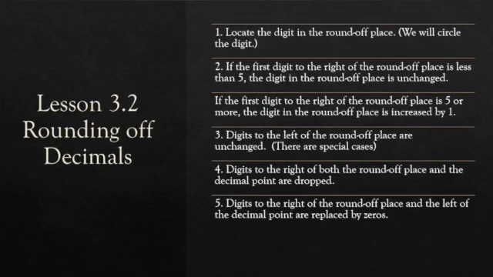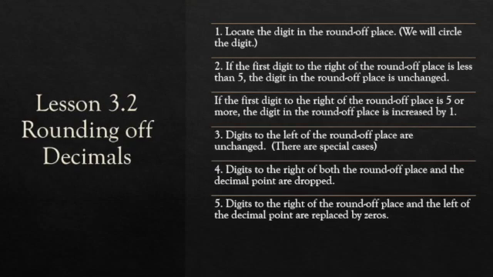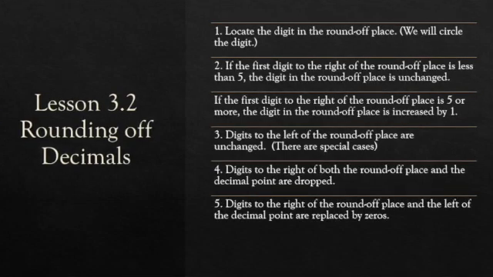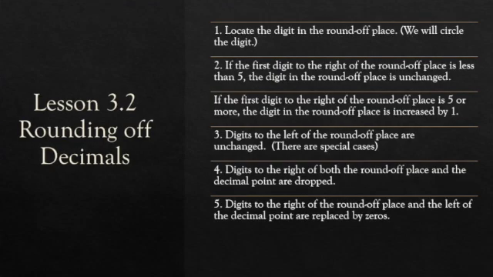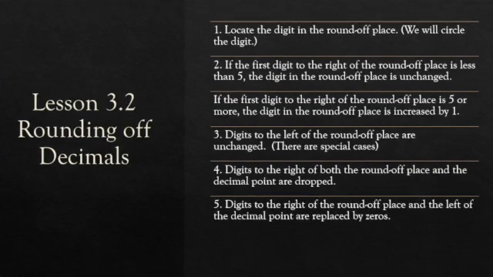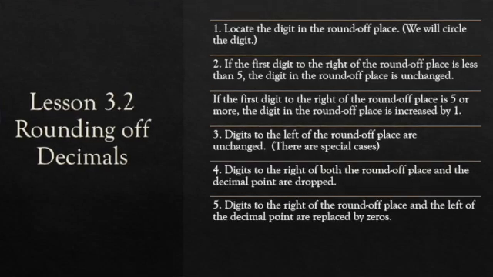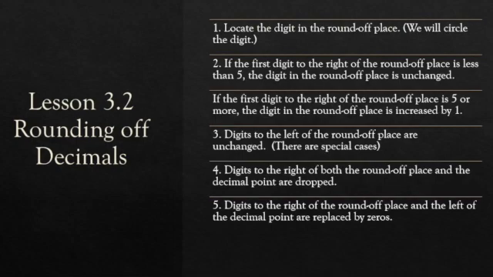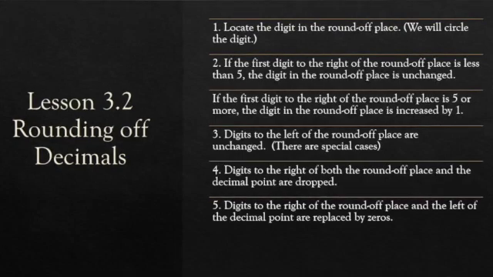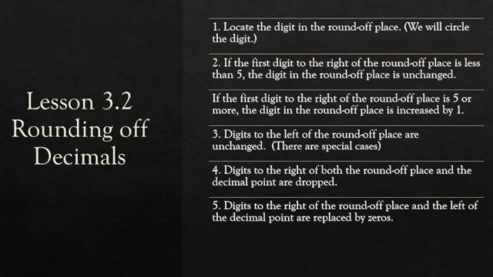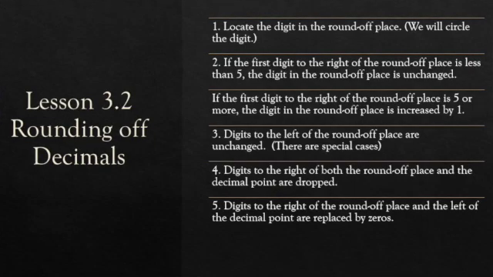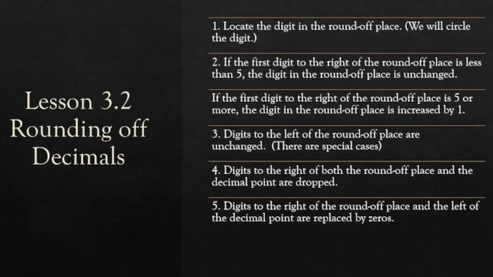It is unchanged. If the first digit to the right of the round off place is 5 or more, the digit in the round off place is increased by 1. Digits to the left of the round off place are unchanged. And then digits to the right of both the round off place and the decimal point are dropped. Digits to the right of the round off place and the left of the decimal point are replaced by zeros. Now let's look at a few examples.